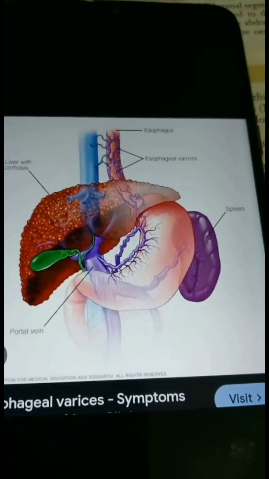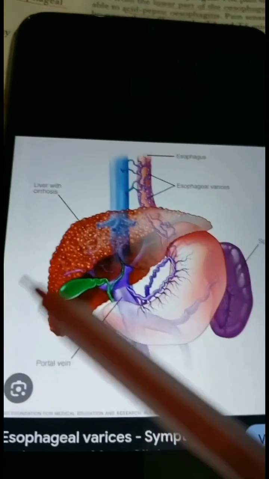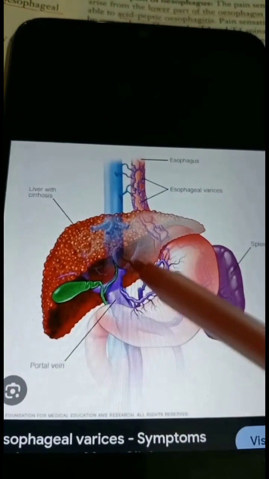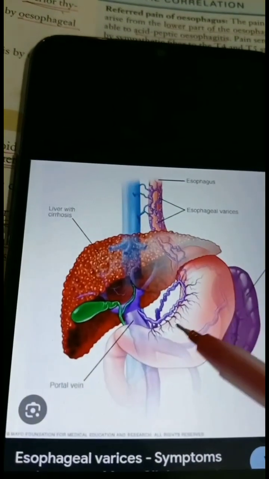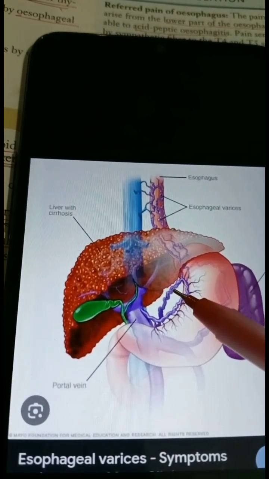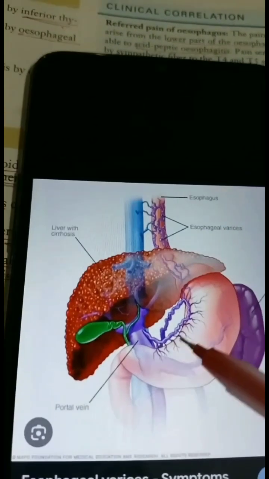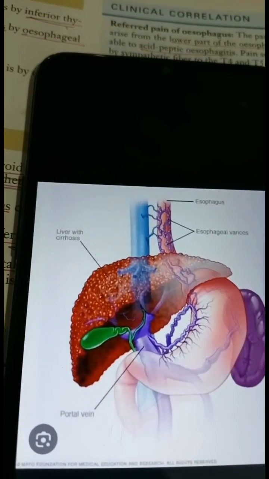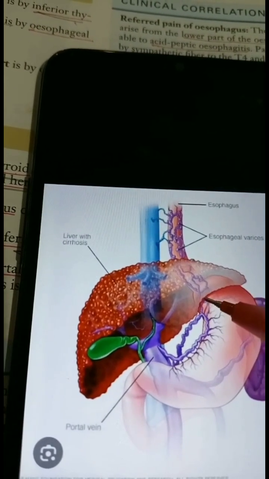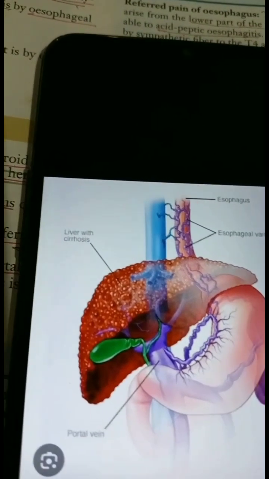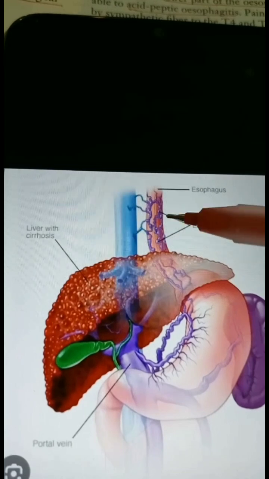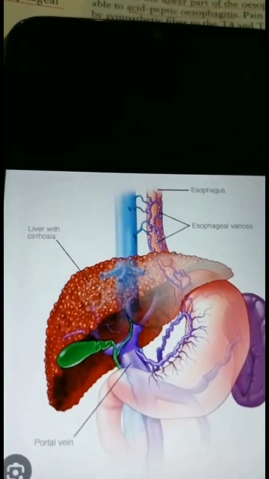This portocaval anastomosis has clinical significance. If portal hypertension develops due to cirrhosis of the liver, the portal vein cannot drain, so these veins become tortuous, elongated and dilated. These tortuous, elongated and dilated veins are known as esophageal varices, and they occur at the lower end of the esophagus. If these veins rupture, blood may come out with the vomitus. This is known as hematemesis.